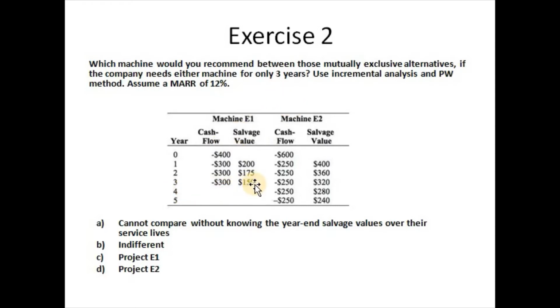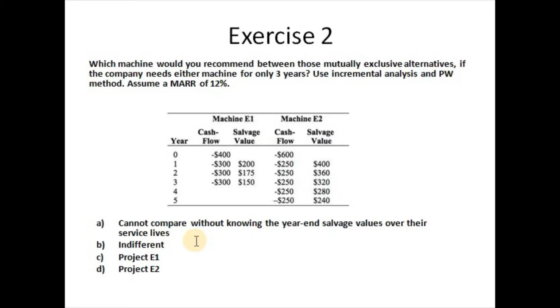First of all, let's look here. This is the life of 3 years, within the study period. And machine E2 has a life of 5 years, but I will stop here. Now, I need you to pay attention to those values related to the salvage value. Here, I'm specifying: if you use this machine for 1 year, then the salvage will be 200. When I use it for 3 years, it's going to be 150. Same here. I will use it for 3 years, so I'm going to stop here. Those other values are not going to be used, and the salvage value will be $320. Now here I just want to decide: is E1 better, E2 better, are they indifferent, the same, or can I not compare?